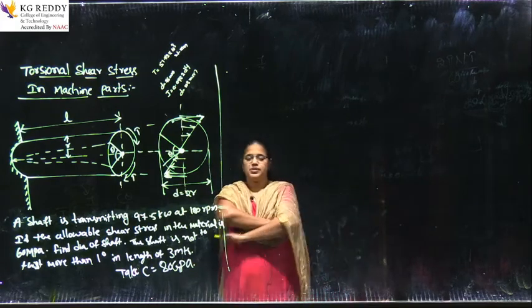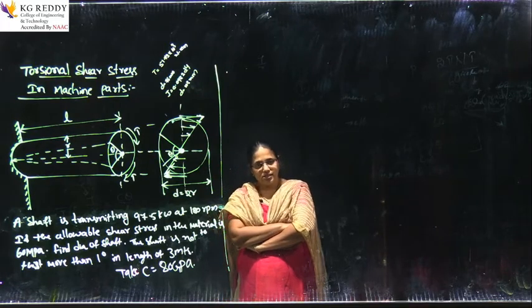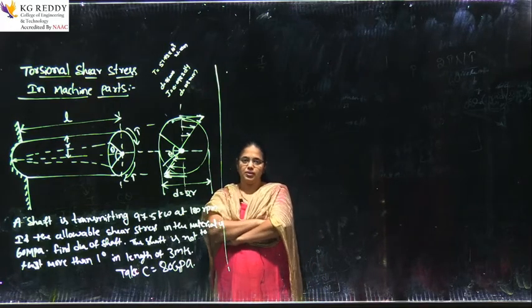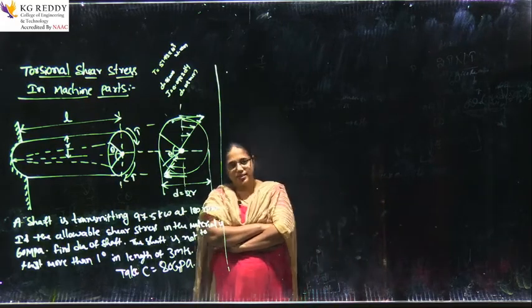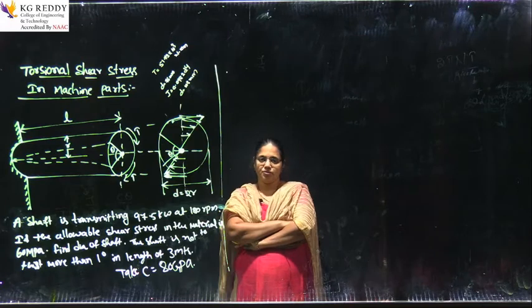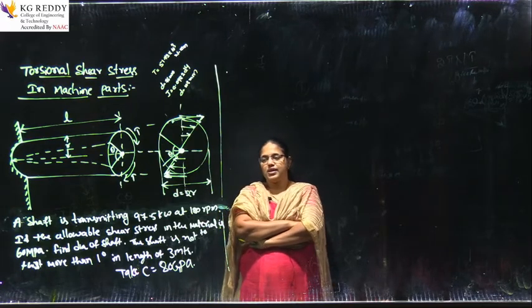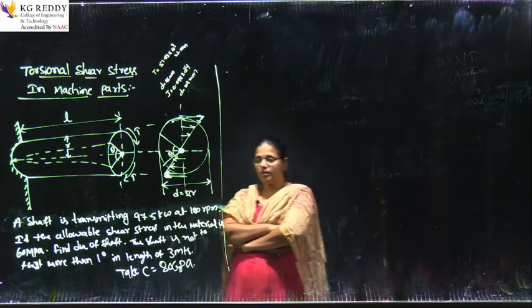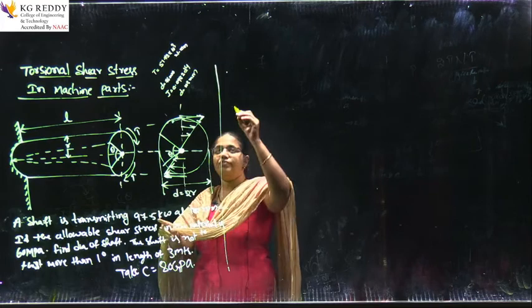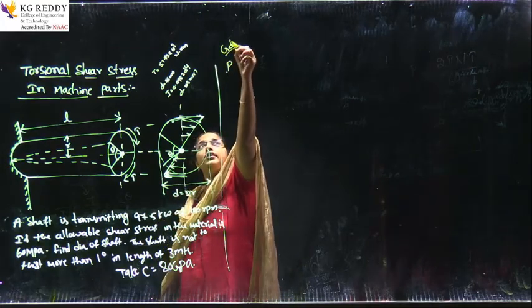So in the problem statement, they have mentioned one shaft which is transmitting power. What is the work of the shaft? It is always transmitting some power from one shaft to another shaft. So here it is transmitting power. How much is it transmitting? It is transmitting 97.5 kilowatts. Therefore, that is the given data.